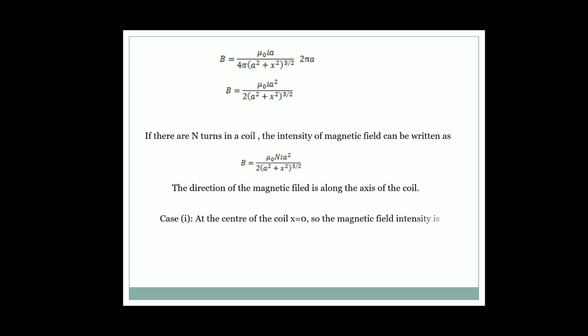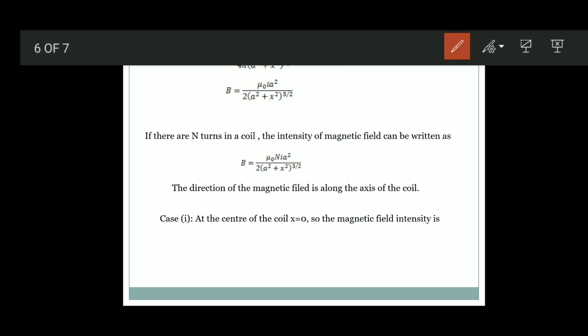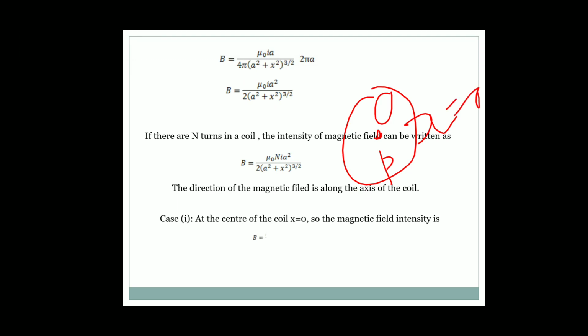Here we will consider two cases. In the first case, the intensity of magnetic field at the center of the coil. At the center of the coil, P and O coincide with each other, so that x is equal to 0. Then B is equal to mu naught n I by 2a.